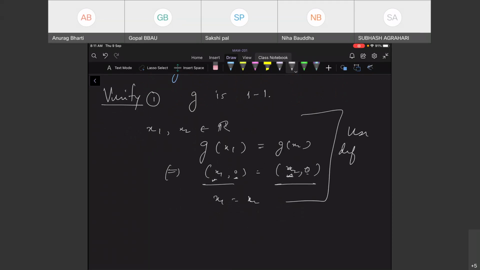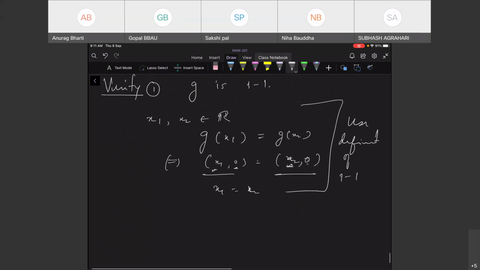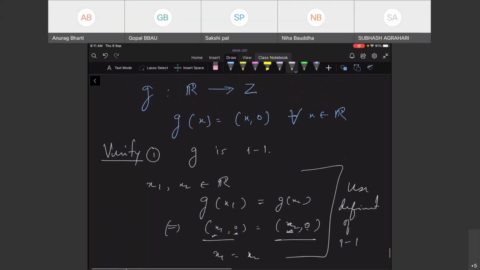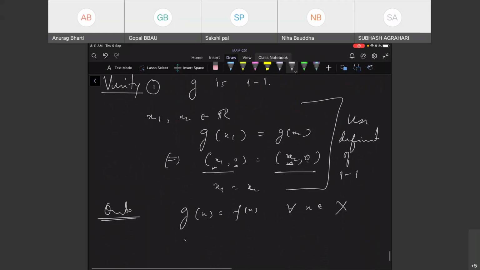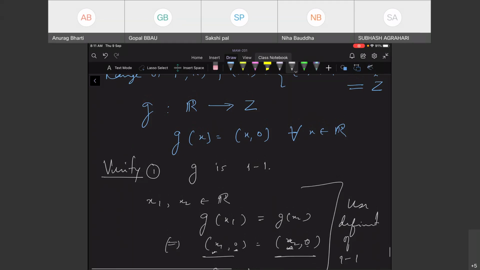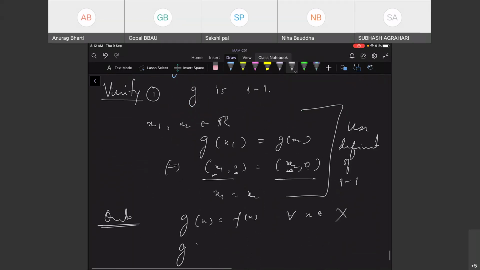This is by the definition of one-one. Why is it onto? Onto is clear because we are defining G(x) as F(x) for all x in X, and the range of G is Z. The range of G is Z, so therefore it is onto.